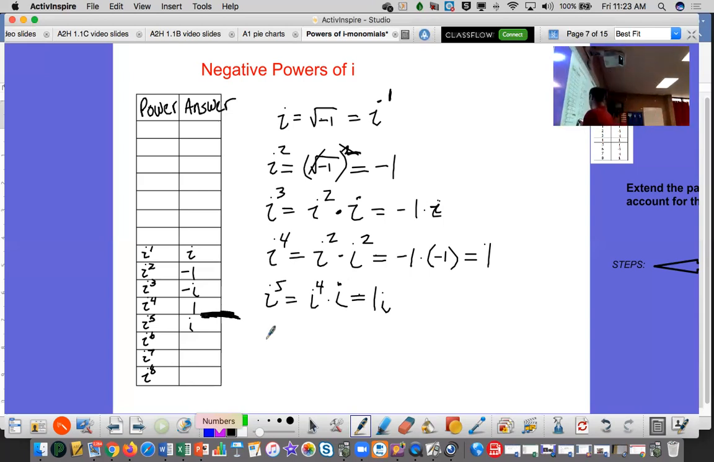I to the 6th, again, I'm going to use i to the 4th because it's bigger, and that leaves me with i squared that I have to also use. I to the 4th is 1, and i squared is -1. So this would be -1. So again, i to the 5th is i, i to the 6th is -1, i to the 1st was i, i to the 2nd was -1.